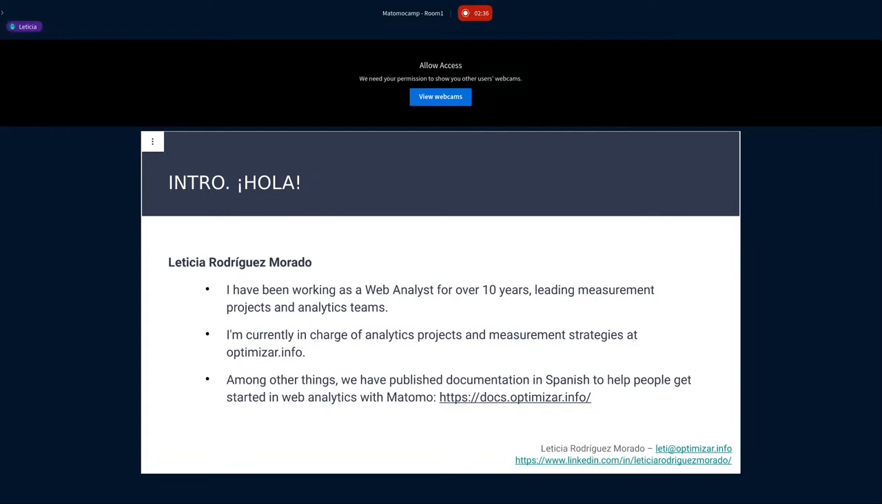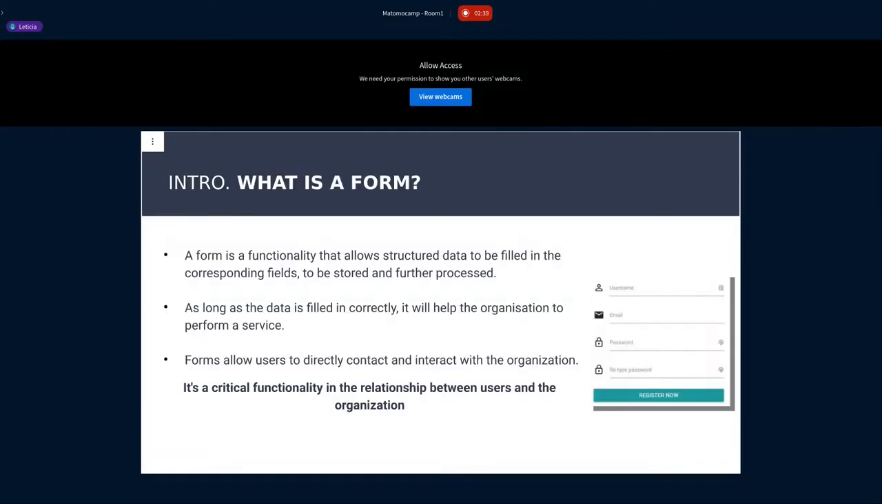Let's start with the topic of the talk. And here comes the first question, because we are going to start with the basics. What is a form? A web form collects information sent by the user, and this information is processed by the organization in order to perform a service. In practice, our forms are just answers willingly submitted by the users. So this means that forms allow users to keep in touch with the organization, give their opinion, or hire a service. And this is a critical functionality in the relationship between users and the organization.